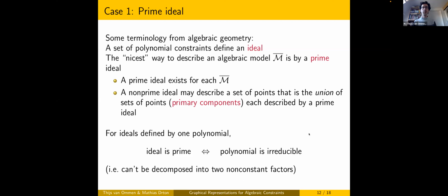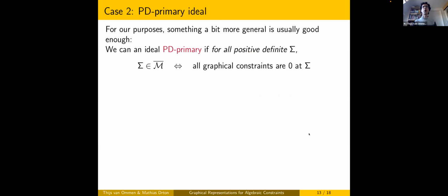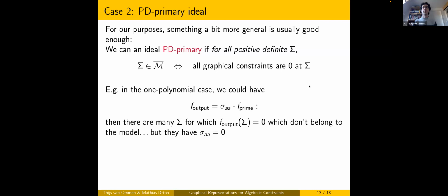Right, so the prime ideal is really the perfect case from an algebraic geometry point of view, but for our purposes, we can be a little easier. Namely, we can decide to focus our attention on just positive definite matrices, because a covariance matrix is always positive definite. We only need to be interested in those. So we call an ideal PD primary, positive definite primary, if it has the following property: a sigma is in the algebraic model if and only if all the constraints are 0 at this sigma. So here we do have an if and only if, but we just needed to restrict our attention to positive definite sigma.